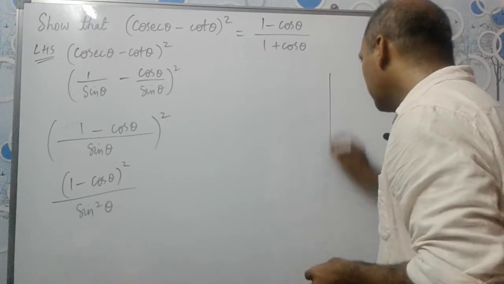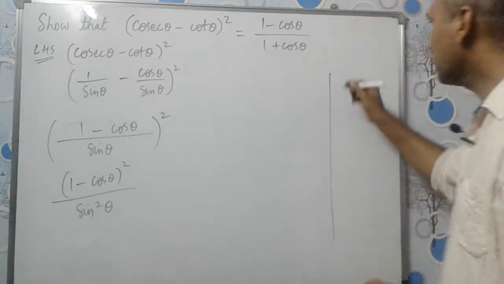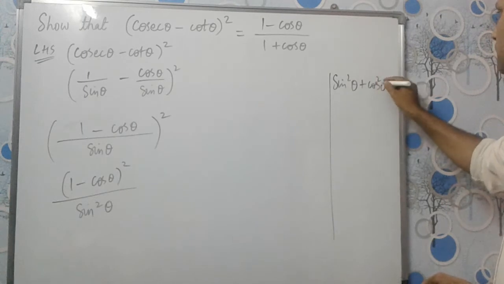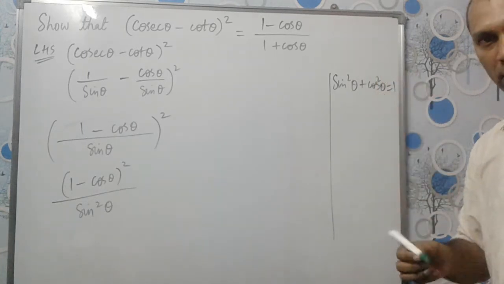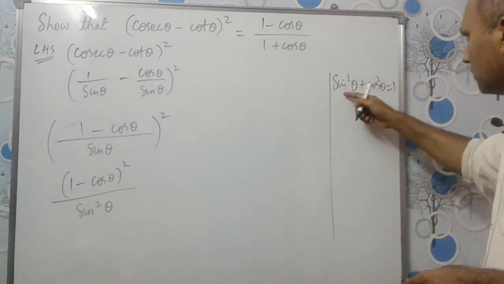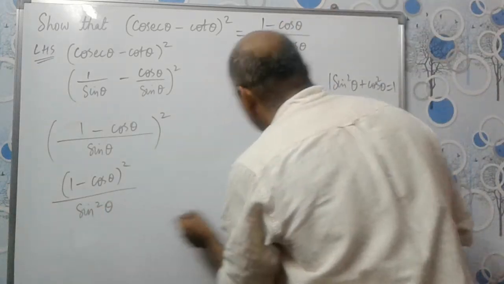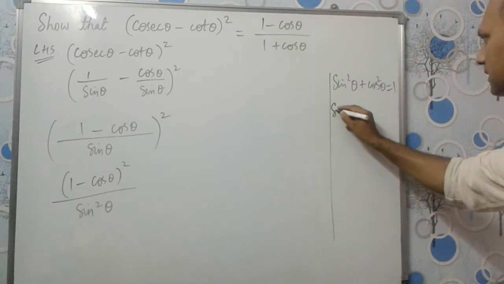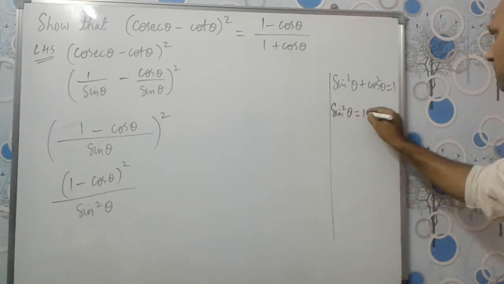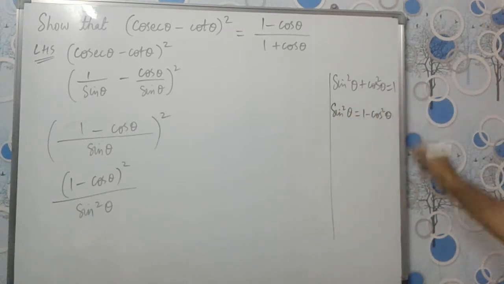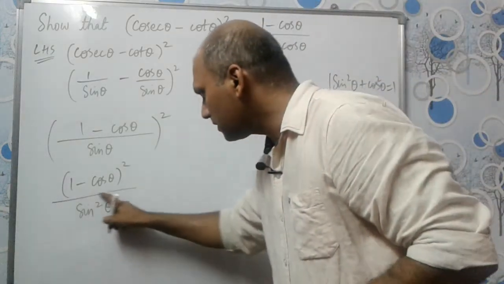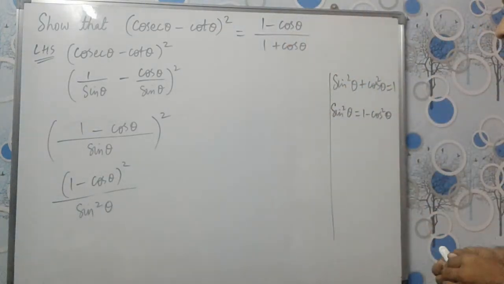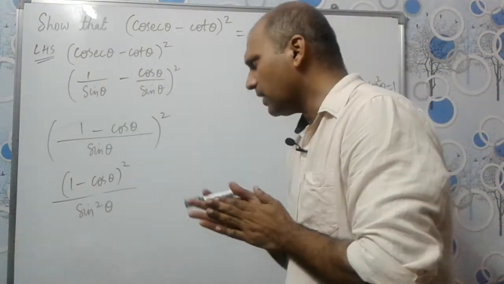But we have an identity. What is that identity? Sine square theta plus cos square theta is equal to 1. So can we write this sine square theta as 1 minus cos square theta? If you send cos square to the other side, sine square theta will be 1 minus cos square theta. So in place of sine square theta, we can write 1 minus cos square theta. Yes.